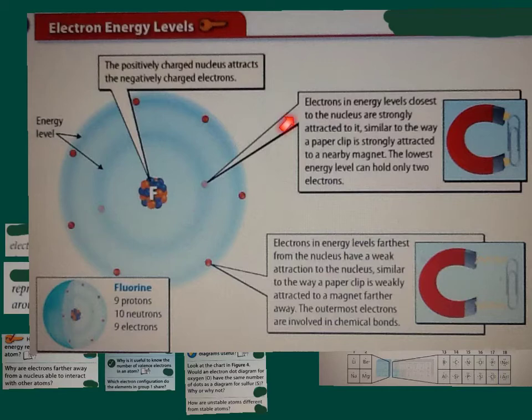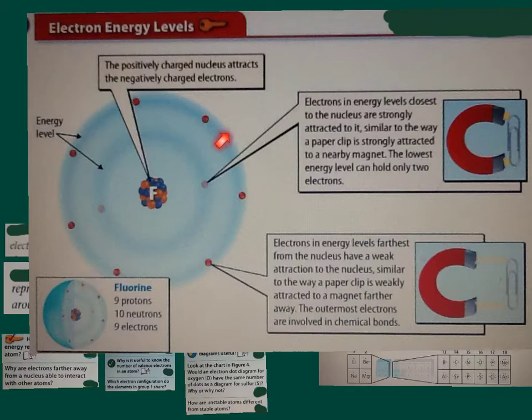The information says electrons in the lowest energy level, which would be the closest to the nucleus, are strongly attracted to it. They're strongly attracted to the nucleus, similar to the way a paperclip is strongly attracted to a nearby magnet. The lowest energy level can hold only 2 electrons. So if you take a look, the closer the magnet is to the paperclip, the more attraction there is. Same way with this outer energy level here. This is a fluorine atom, by the way.